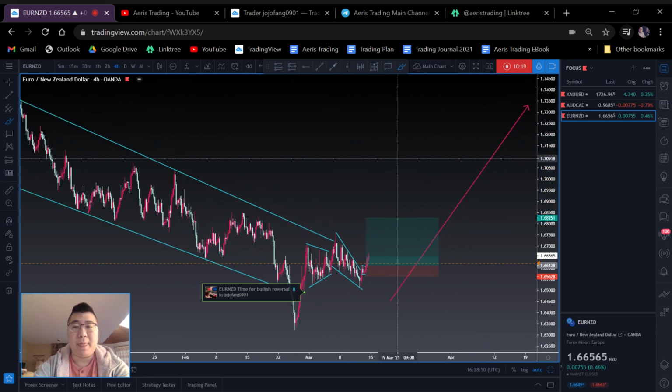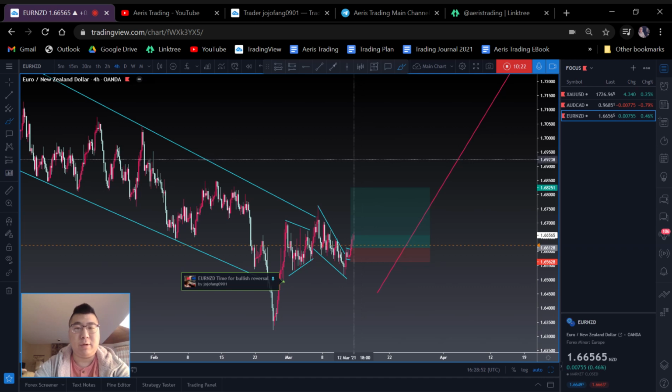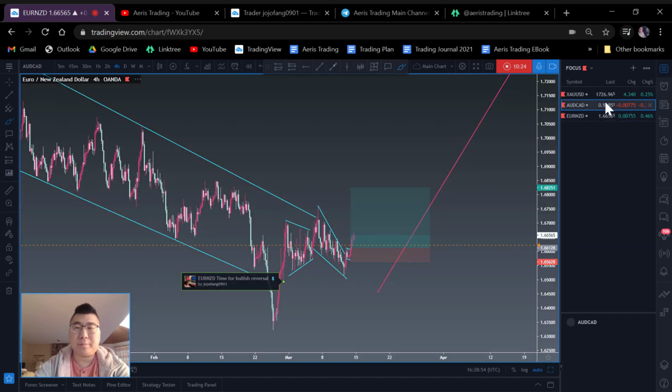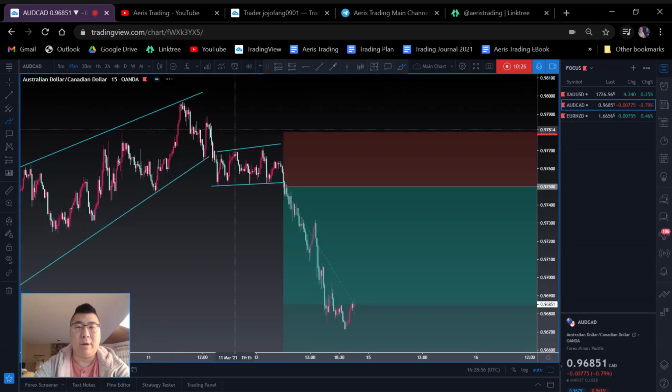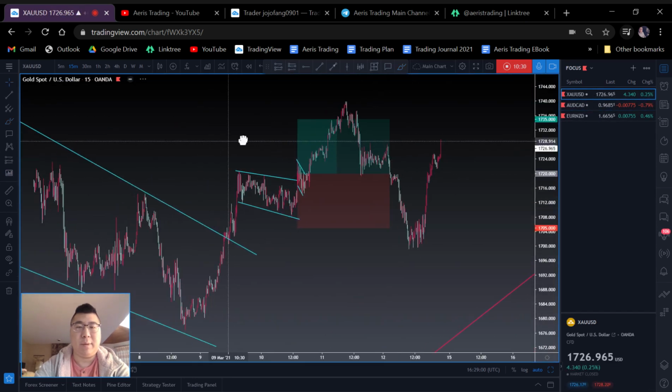So that's 3 trades this week: Euro Kiwi running about 1%, AUDCAD running really good, about 2% or so, and gold was the trade that I got stopped out on.